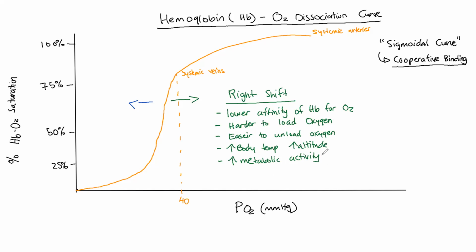This means that it's going to require a higher partial pressure in order to saturate hemoglobin, right? It's going to be harder for oxygen to bind onto that hemoglobin and easier for it to unload into those tissues, right? And we can think about one of the main examples of increased metabolic activity, which is exercise.